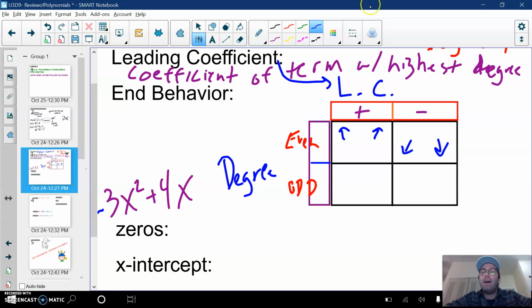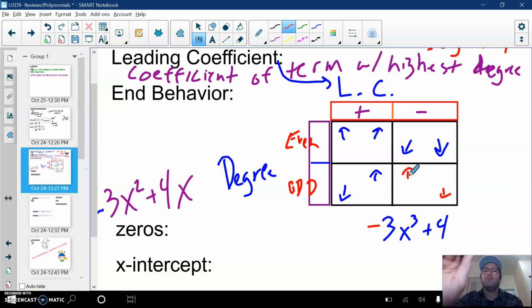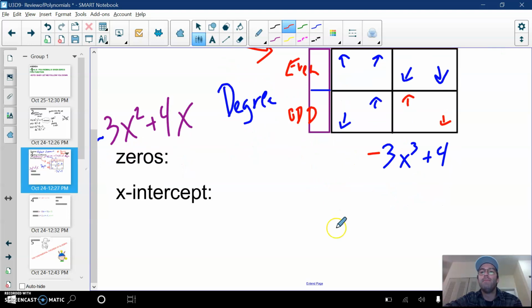I'll explain more what this means later on, but this is just a little chart for you. If I have a leading coefficient that is positive but my degree is odd, like 3x cubed plus 4, then my end behavior would be down, up. If it was negative, it would go up, down. You're like, what is this chart? Well, this chart is our end behavior, and we're going to come back to this later on for sure.